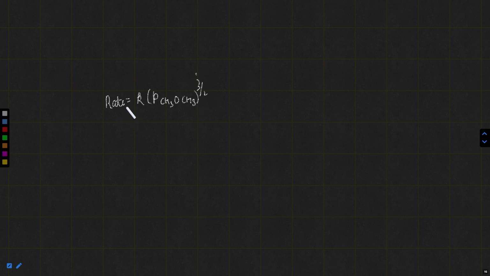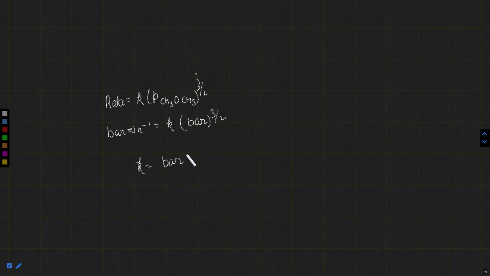It is 3 by 2. Now we have already found the unit of rate. It is bar per minute. K, and this is simply bar. This is 3 by 2. Hence we can write K is equal to bar.